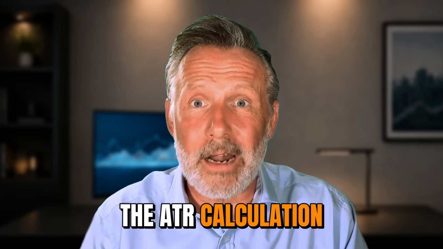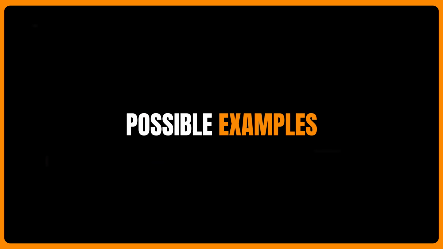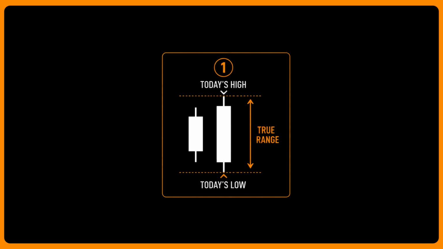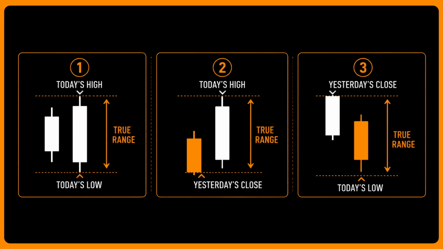In Forex, the true range is usually just the day's high minus the day's low. However, the ATR calculation also accounts for price gaps, which is why it's called the true range rather than simply the daily range. There are three possible examples when calculating the true range. Number 1, today's high and today's low. Number 2, today's high and yesterday's close. And number 3, today's low and yesterday's close.